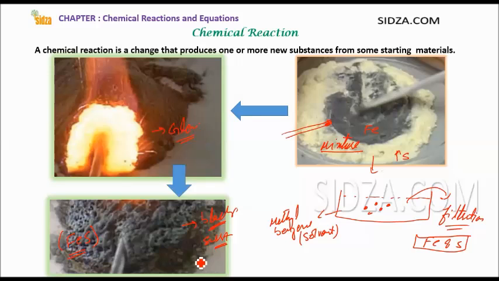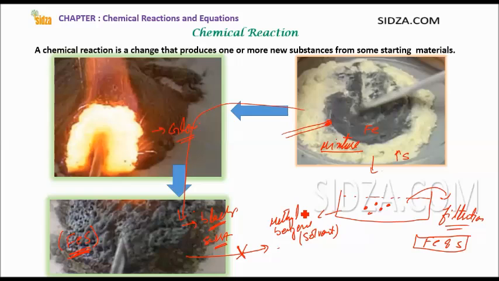Now you can't separate this simply by dissolving it in methyl benzene. Why? Because now a chemical reaction has occurred between the sulfur and the iron, forming ferrous sulfide. Ferrous sulfide is a different compound. So this is the chemical reaction, right? Once you heat it, it produces a black substance, ferrous sulfide. So this is a chemical reaction.